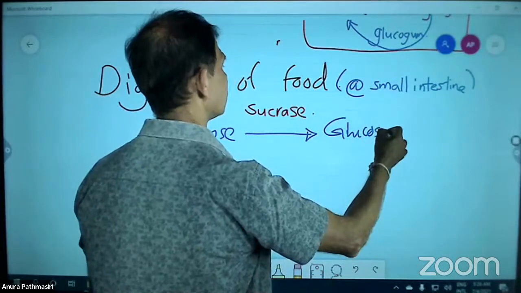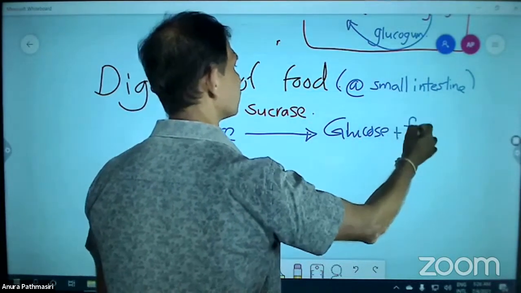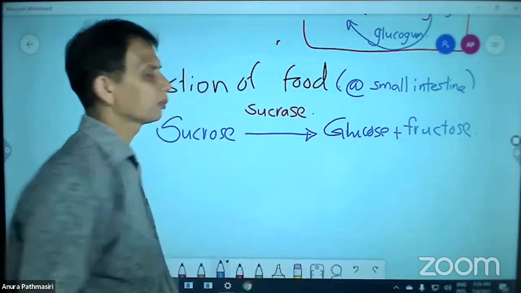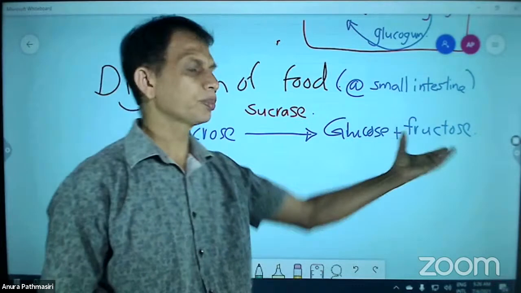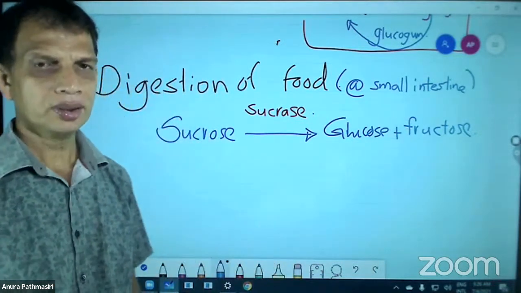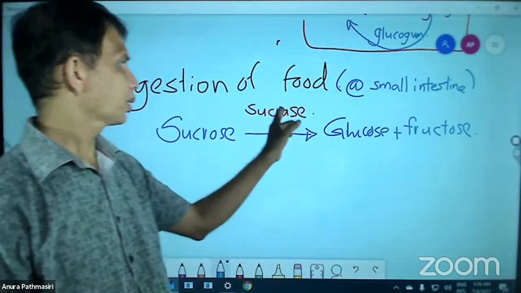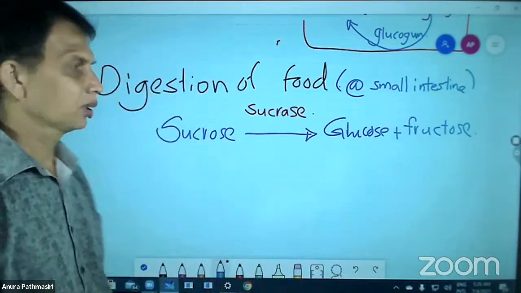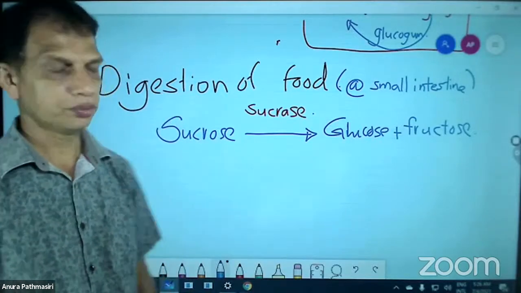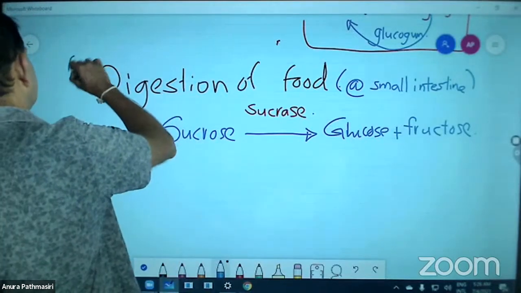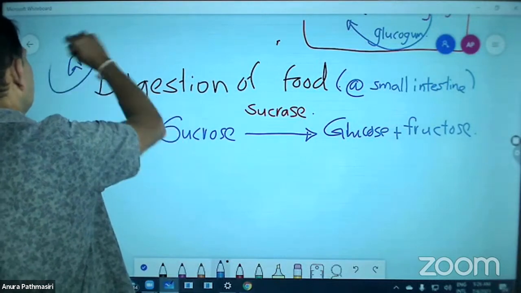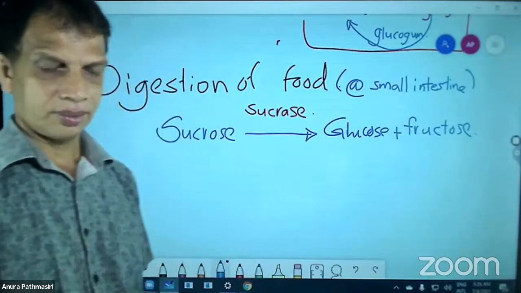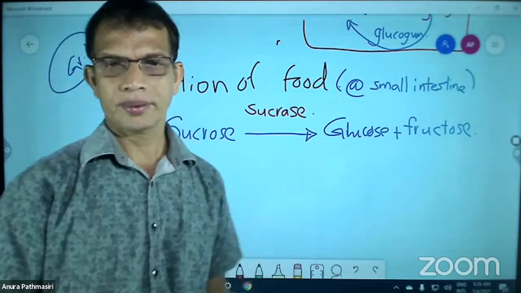Sucrose will be producing what? Glucose plus fructose. So they are both monosaccharides, so they can be absorbed into our blood circulatory system. So sucrose by sucrase into glucose and fructose. This is the digestion of food for grade 11. So grade 11 people, the same thing in reverse. Okay, we'll go to the next part.